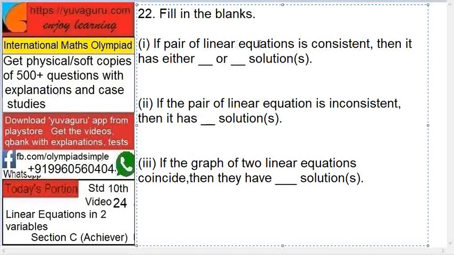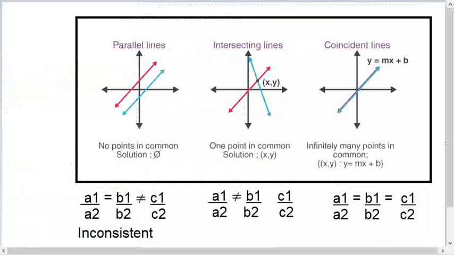If the pair of linear equations is consistent, then it has either dash or dash solutions. Here all the three are related. We'll see them one by one. If the linear equations are consistent, means what? See these figures. Consistent means these two lines or two equations should have at least one point in common. Okay.